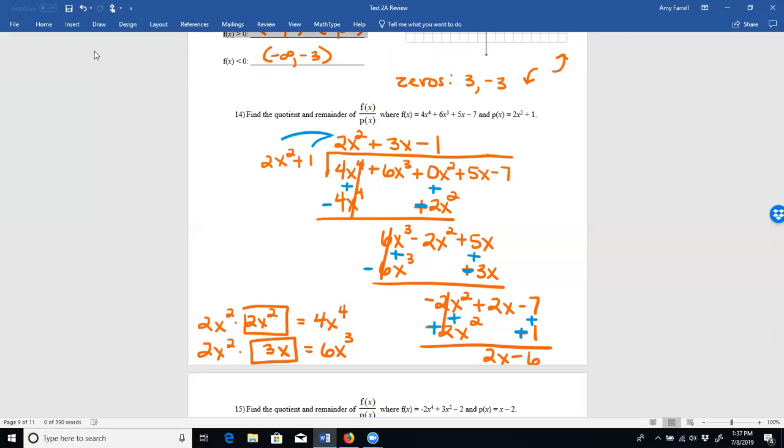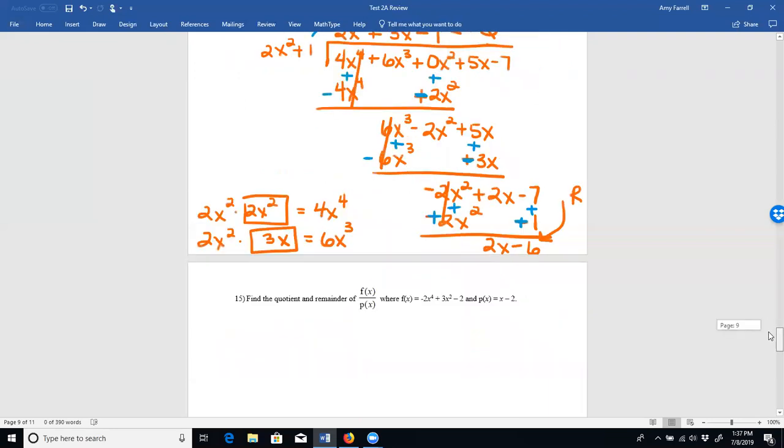So my quotient is this. Okay, so this here is the quotient. And all the way down here is my remainder, that 2x minus 6. We can have a remainder that is not just a single number, but a binomial like this. We know we're done when the degree of what we have down here is smaller than the degree of our divisor.